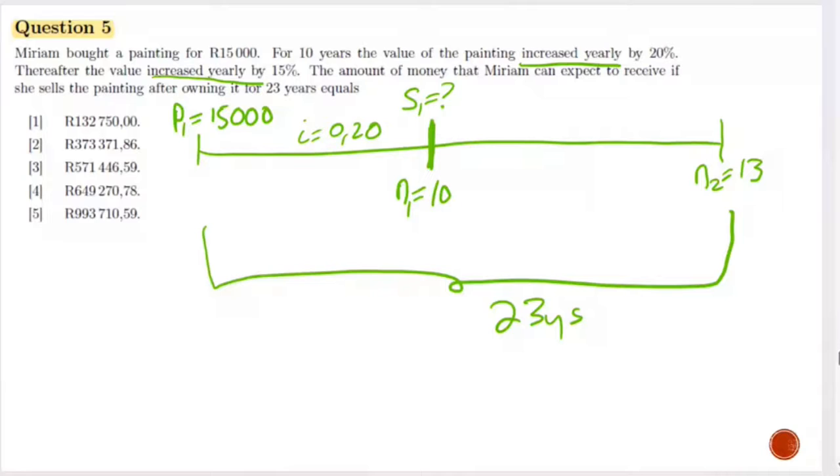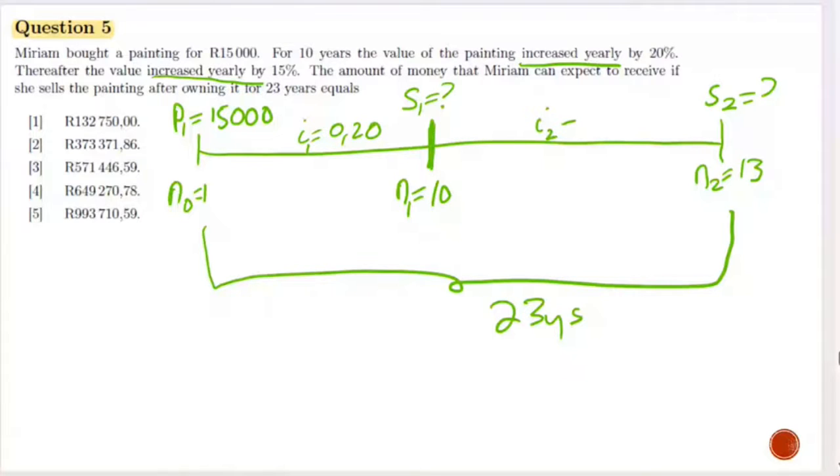This is your term 1. So now these are all 23 years. Okay. So now you need to know what is going to be the accumulated value at the end of this period. But now the interest rate has changed. So you've got your first interest rate, and then you've got your second interest rate, which is equal to 0.15.